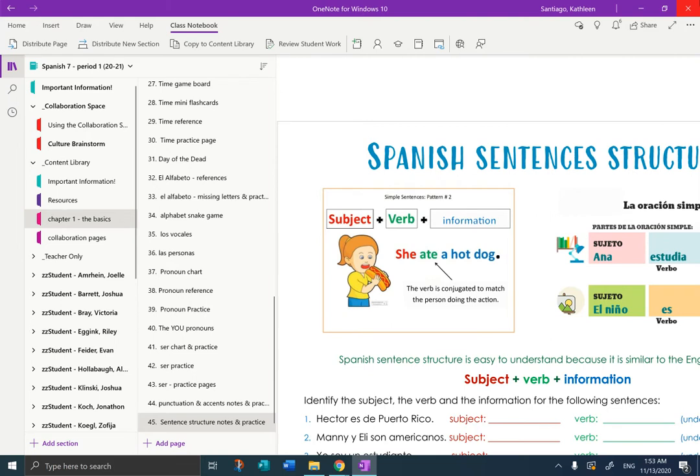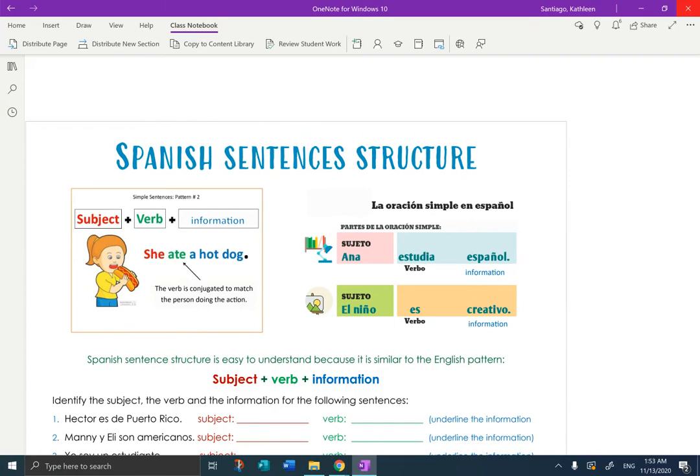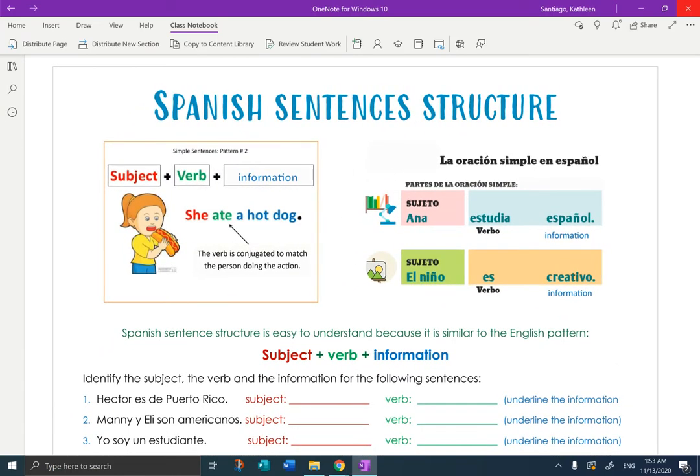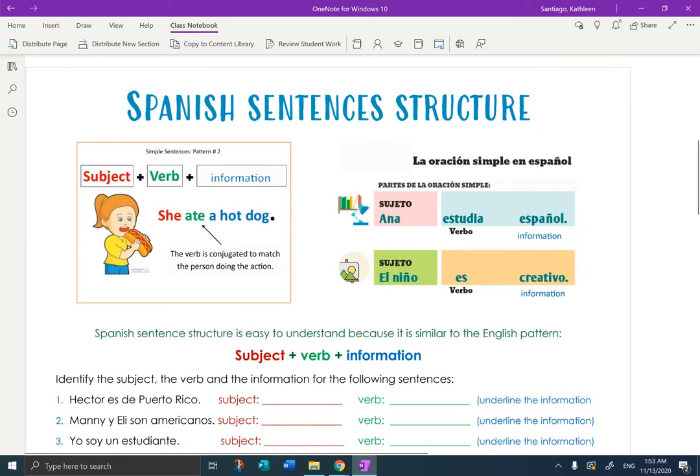So, before we go over these notes and talk about the practice, let's get rid of our table of contents. We are on Chapter 1, page 45, Sentence Structure, Notes, and Practice. Okay, I'm going to eliminate that and make the page big enough so that you can see what I'm talking about. So the first part is explaining Spanish sentence structure.